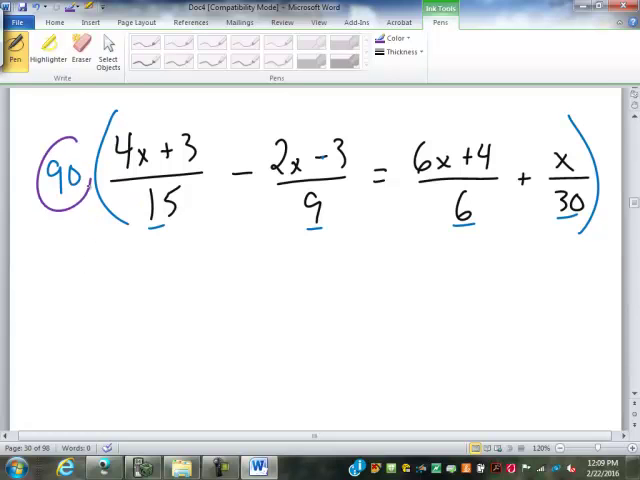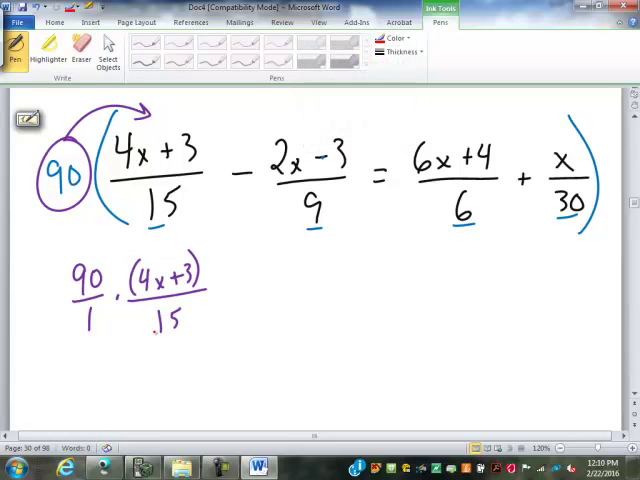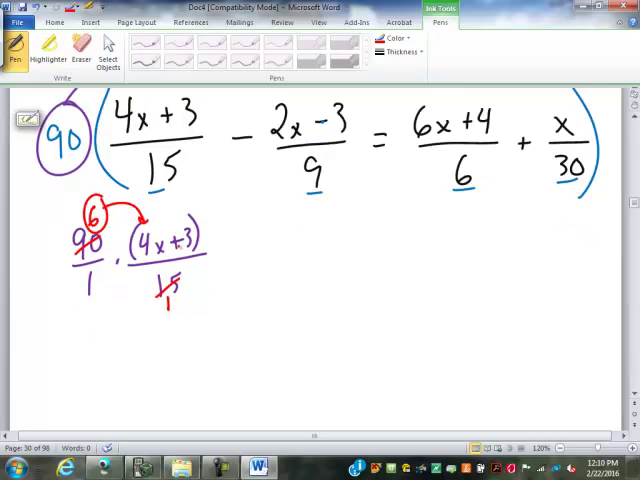So 90 times this first section here. We got 90 over 1 times, and I'm going to put the 4x plus 3 in parentheses over 15. We can cross cancel. The 15 and 90 both divide by 15 to give me 1 and 6. So now 6 times 4x is 24x. 6 times positive 3 is a positive 18.